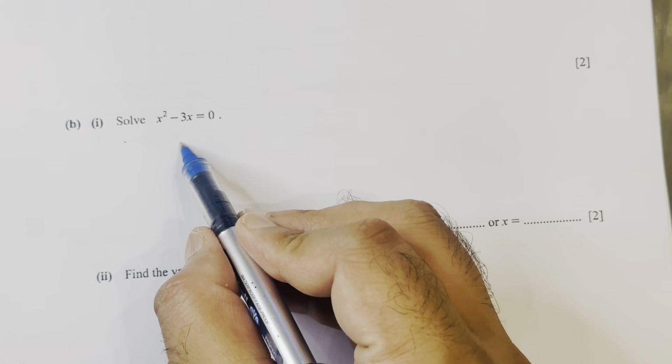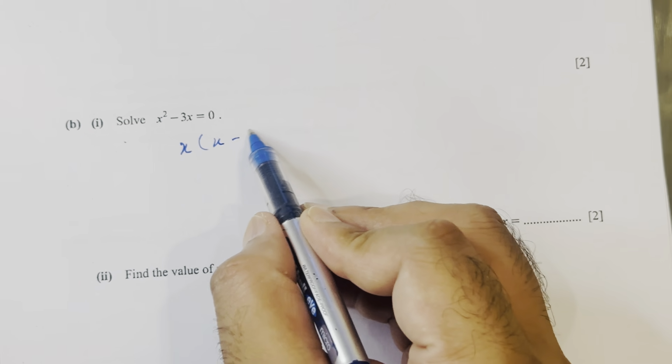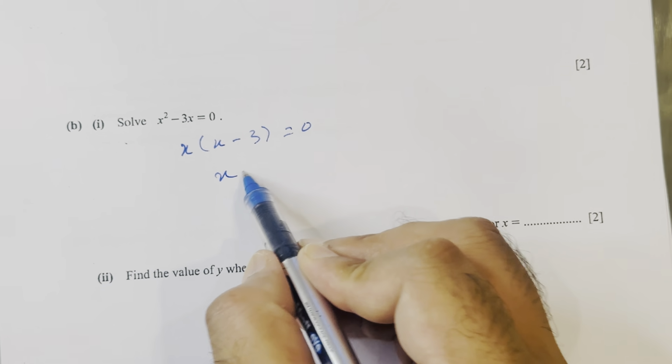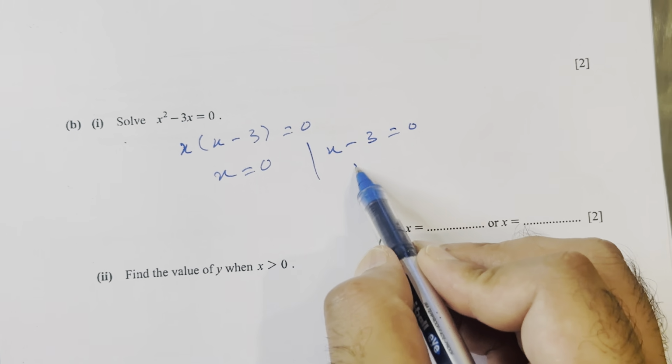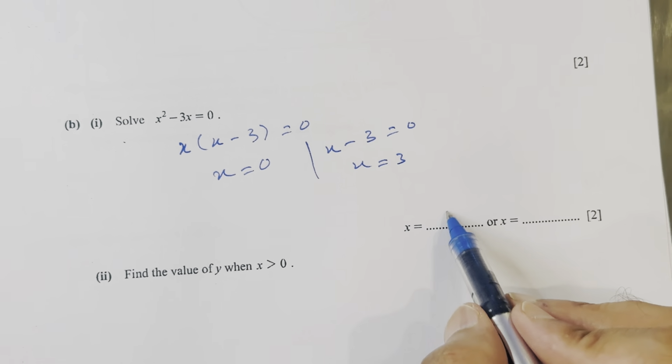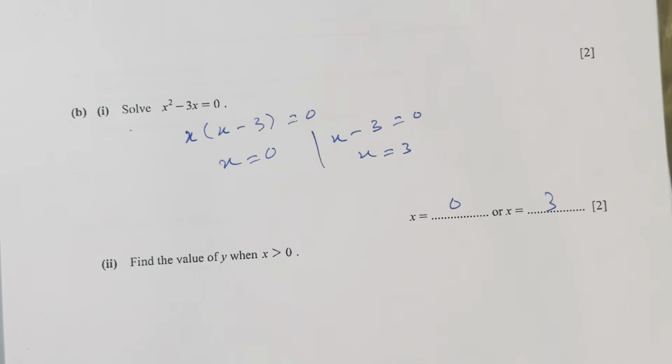Now we need to solve it. Taking the common x from here, x into x minus 3 equal to 0. So x equal to 0, then x minus 3 equal to 0, so x is equal to 3. x is equal to 0 and x is equal to 3 is the answer.